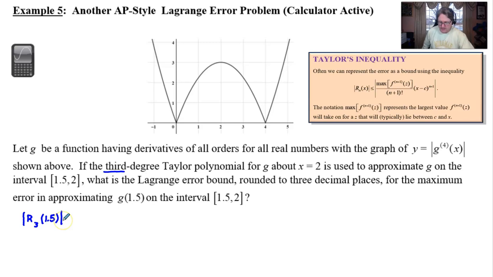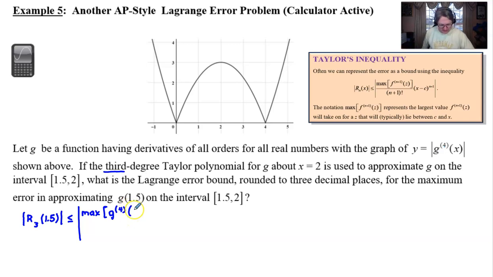So let's go. We're going to take the less than or equal, and then we have this giant absolute value here. Notice up here, we're going to look at the maximum value of the n plus 1 derivative of f. Well, in my problem here, the function's g. If we're looking at a third degree polynomial, we better be focused on the fourth derivative. And what a coincidence. Look at the graph that you were given. It is the graph of the absolute value of the fourth derivative. Oh my goodness gracious, things couldn't be any better.